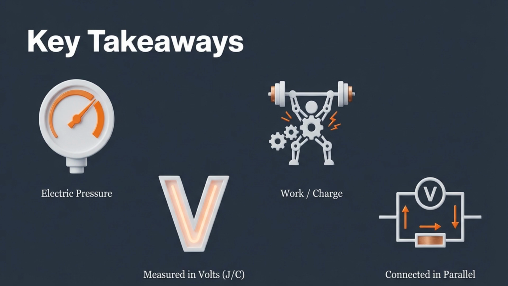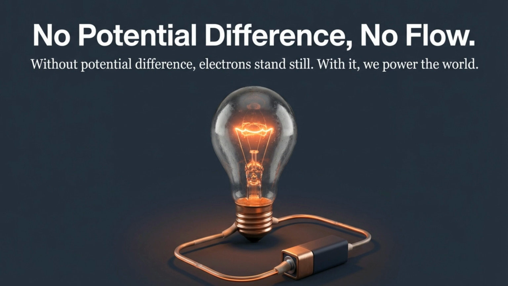Our key takeaways: potential difference is electric pressure, measured in volts, defined as work per charge, and measured with a voltmeter connected in parallel. Remember, without potential difference, there is no flow of electrons. With it, we harness the power that drives the modern world.